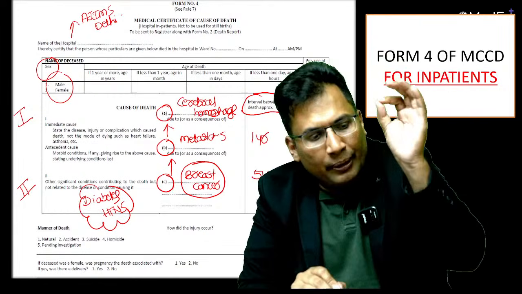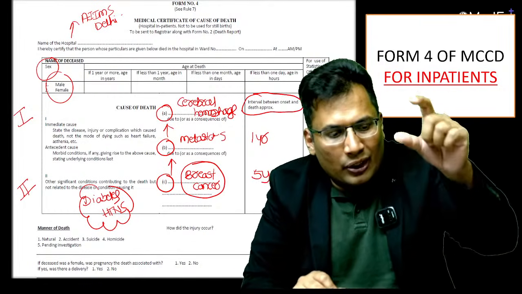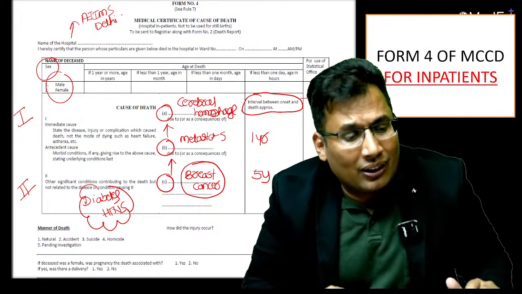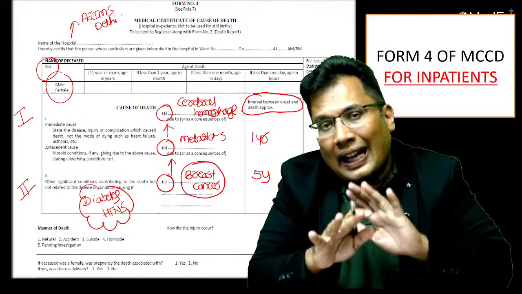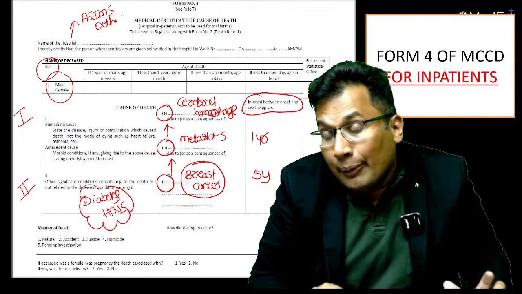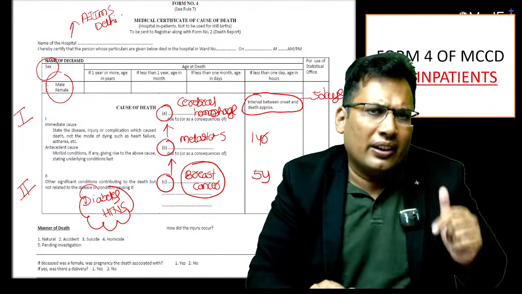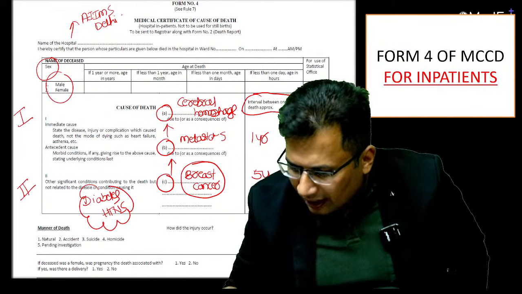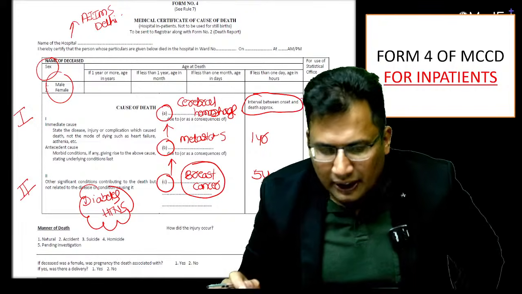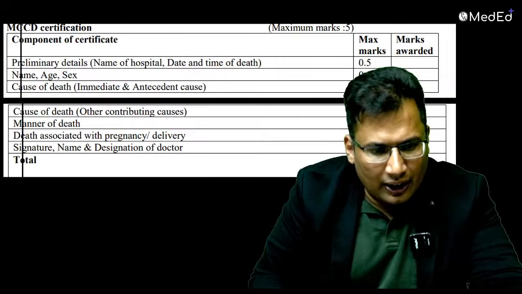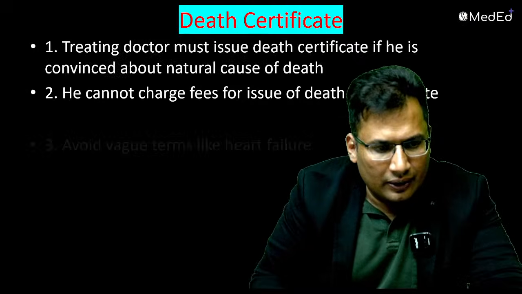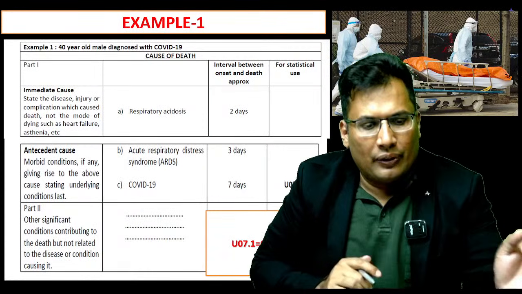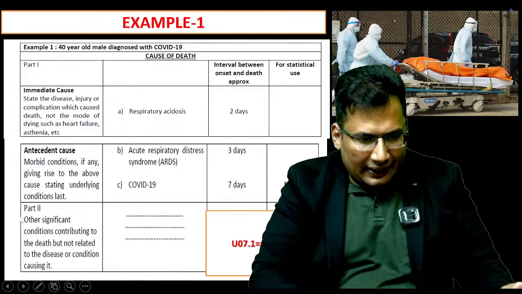So part 1 is the immediate cause of death. Part 2 is other significant conditions contributing to death but not related directly to the immediate cause of death. Contributory conditions come under part 2. Okay, Rakesh, you understood? Now look at this. Can anyone tell me? Let's discuss one more example.